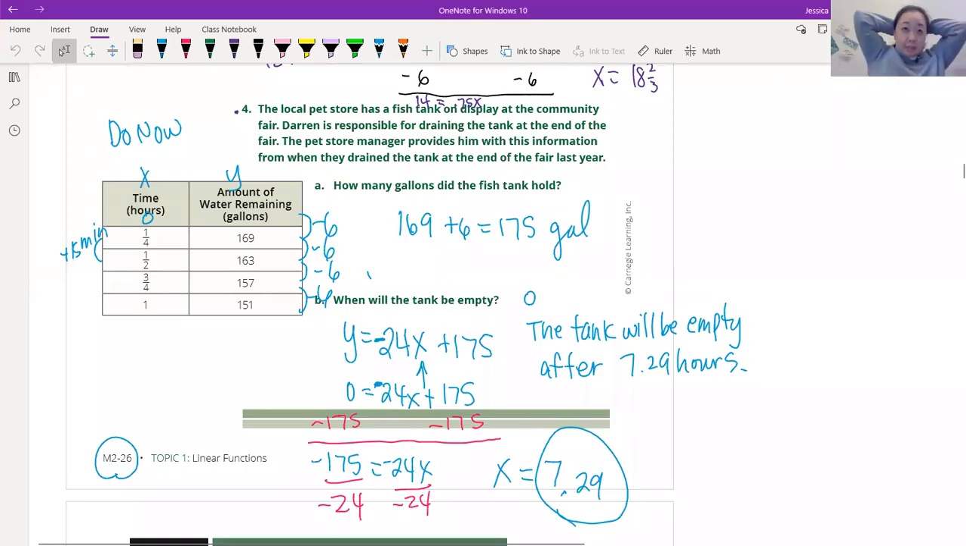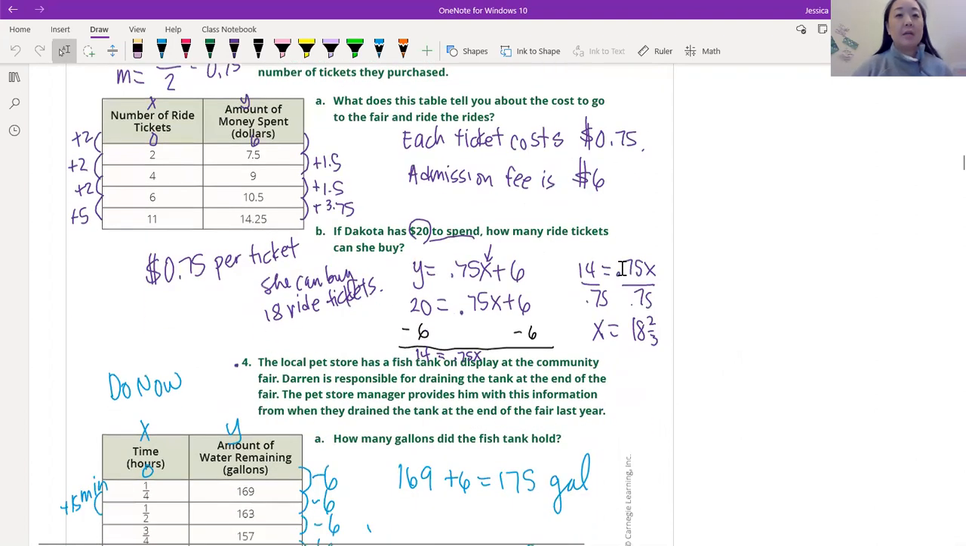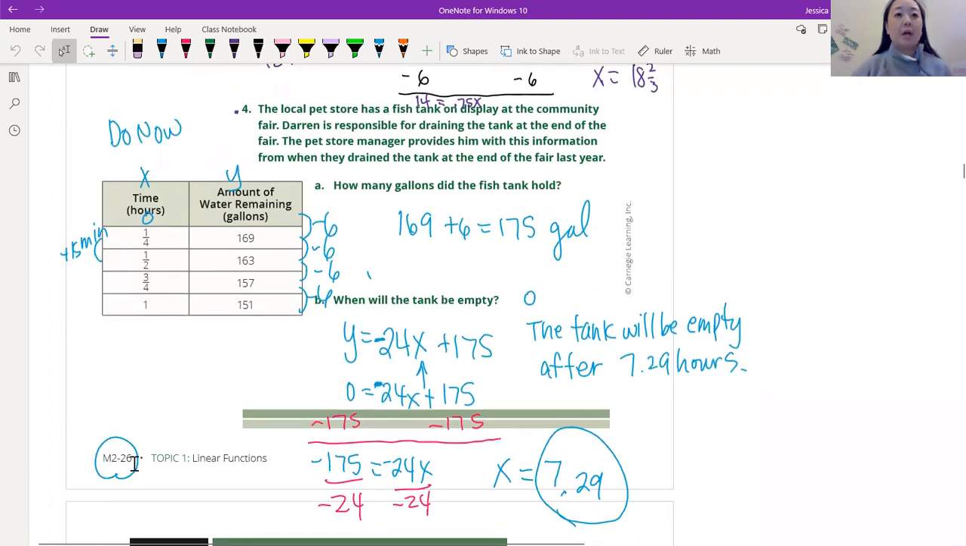Hi, everyone. So we are at the last lesson of this quarter. So we're still on lesson 3. I want to say lesson 3. Yep, no, lesson 2, sorry. Lesson 2, fun with functions, linear ones. And we are on this page right here, M226, which is in your regular book.